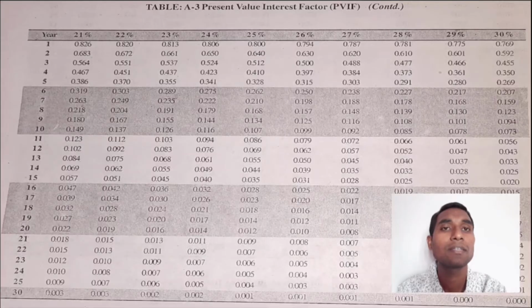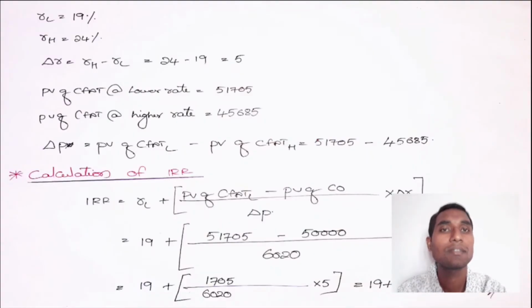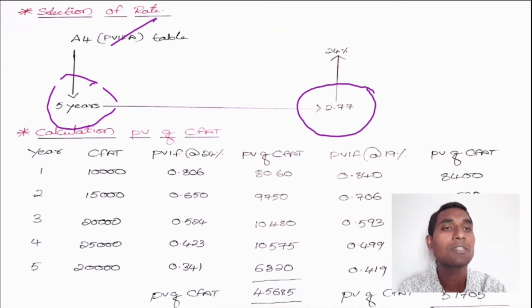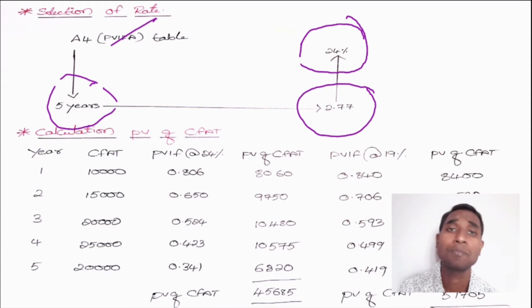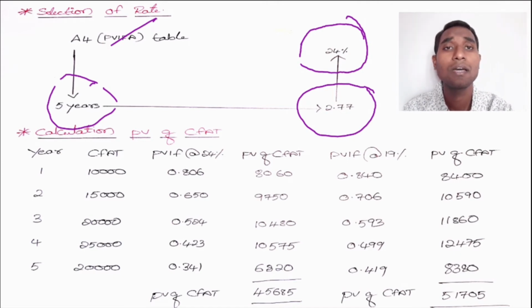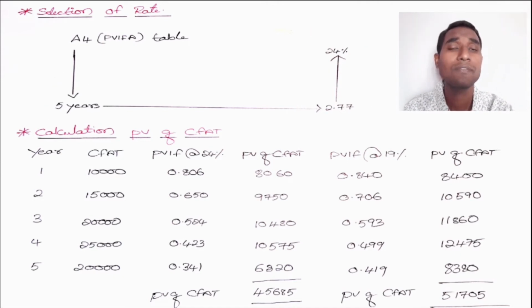So come back again. So that is the reason. In the A4 table for 5 years, 2.77 falls in the 24% column. Now, once you have determined this rate, you need to calculate the present value of CFAT.